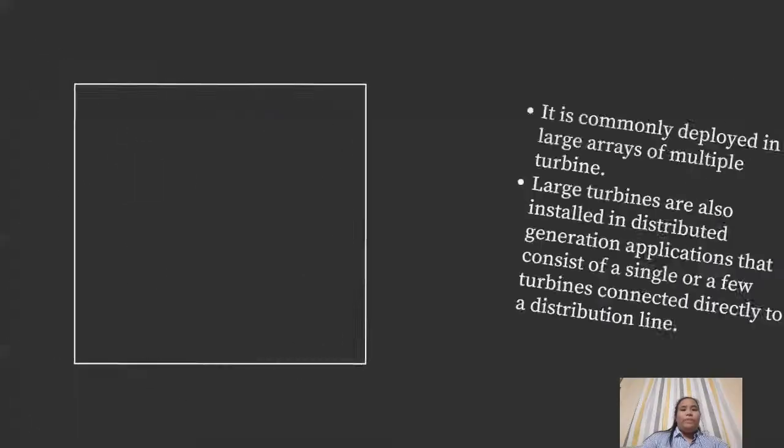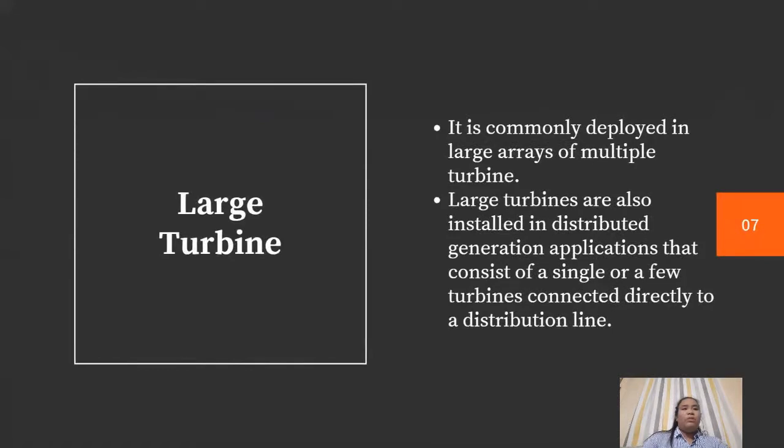So what is a large turbine? A large turbine is commonly deployed in large arrays of multiple turbines. Large turbines are also installed in distributed generation applications that consist of a single or a few turbines connected directly to a distribution line. It has a rated capacity ranging from 660 kilowatts to 1,800 kilowatts or 1.8 megawatts and is designed for use in electricity generating power plants. Large turbines are typically deployed in wind farms and are intended to provide wholesale bulk electricity production for delivery on the local transmission network.